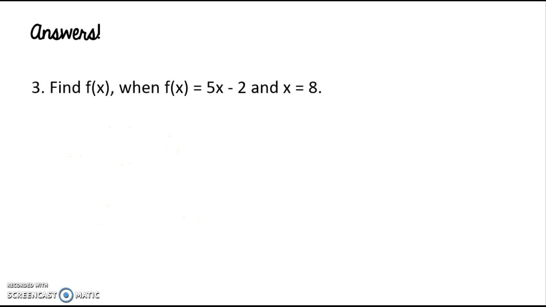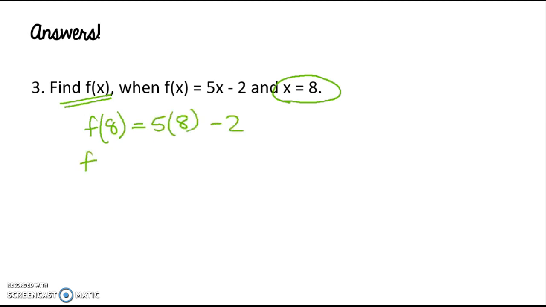All right, and last one. This says find f of x when f of x is equal to 5x minus 2 and x equals 8. So in this case, I'm going to be plugging in and solving for f of x. So f of x, or f of 8, equals 5 times 8 minus 2. So f of 8 equals 40 minus 2, which is equal to 38.